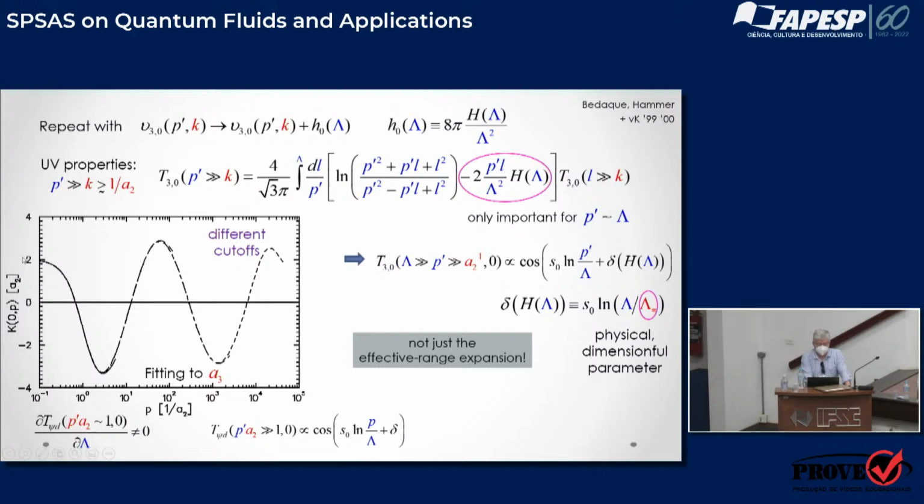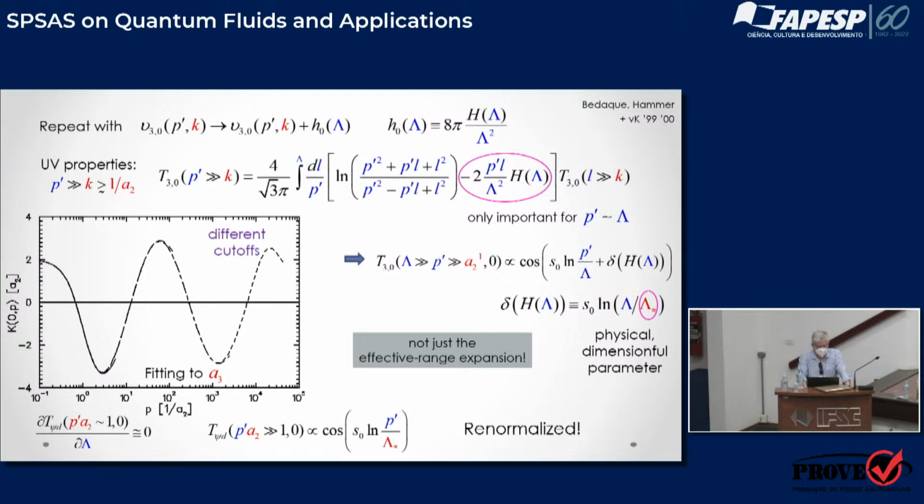So the asymptotic behavior now is given by an oscillation, but that oscillation is fixed by lambda star, by this physical parameter. And at low energies, the results are independent of the regulator now. That means the system has been renormalized properly.